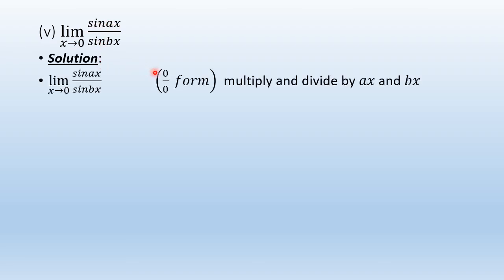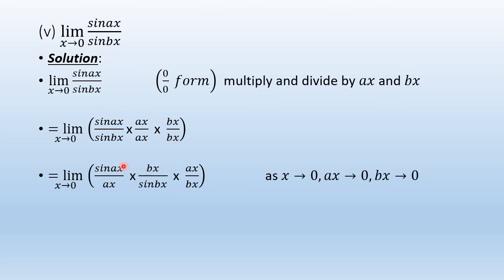Part 5. Limit when x tends to 0, sine ax divided by sine bx. We observe that it is in the 0 by 0 form. So we multiply and divide by ax and bx. That is, we multiply and divide by ax and we multiply and divide by bx. Now we will write this ax under this sine ax and this bx above this sine bx, and the remaining a x and b x together. You can see it like this.